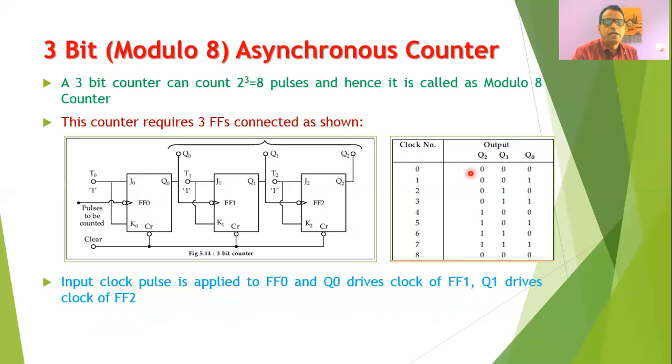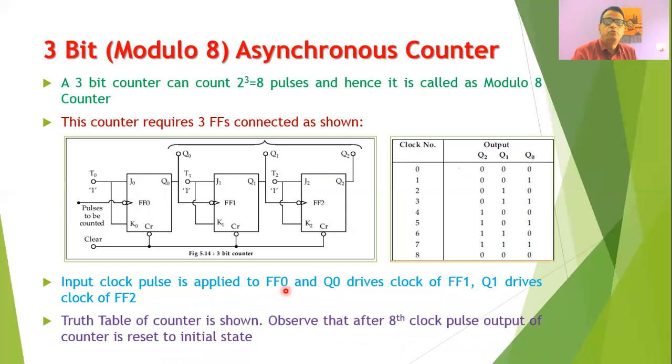As shown in the diagram, we need to apply the clock pulse to only one flip-flop, and the output of the previous flip-flop will drive the clock of the next flip-flop. And we have shown the truth table, and from the truth table one can easily observe that after 8 clock pulses, the output of the counter is reset to the initial state, and therefore this counter can count 8 clock pulses, and therefore this is a modulo 8 asynchronous counter.